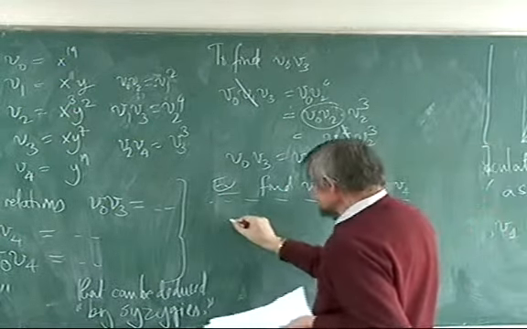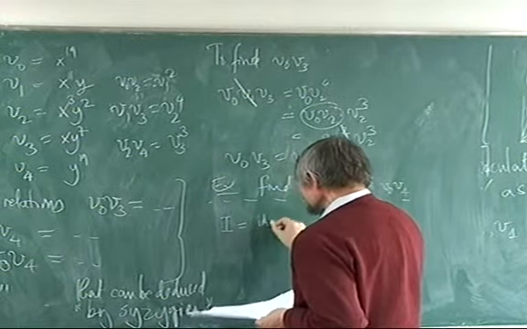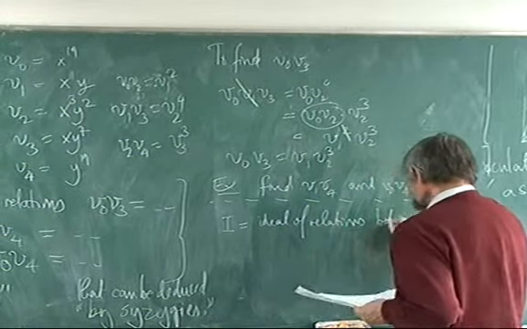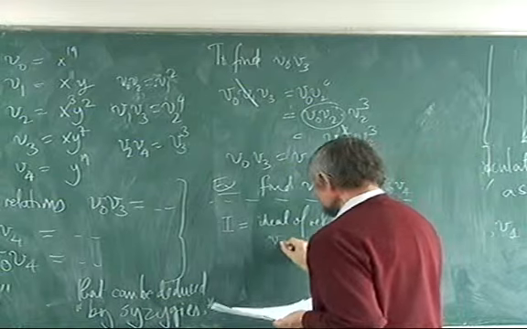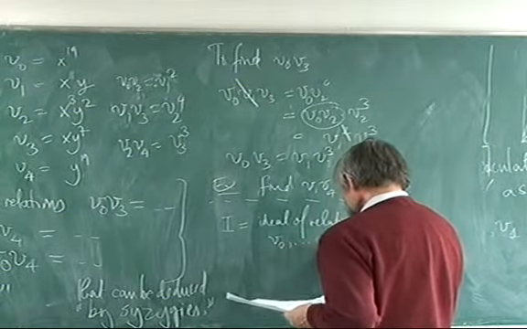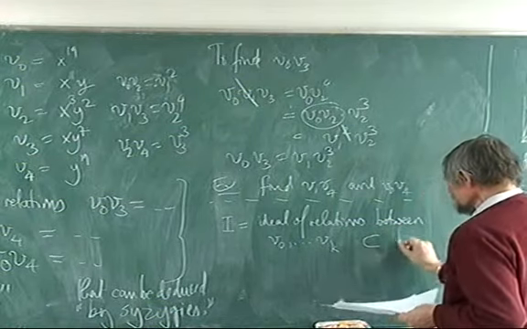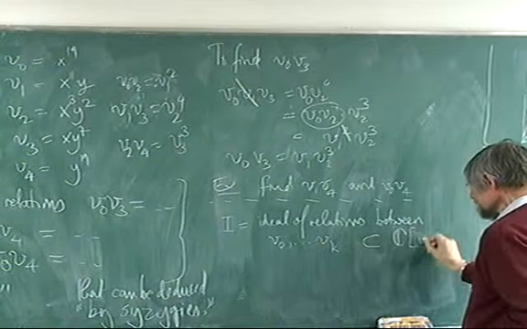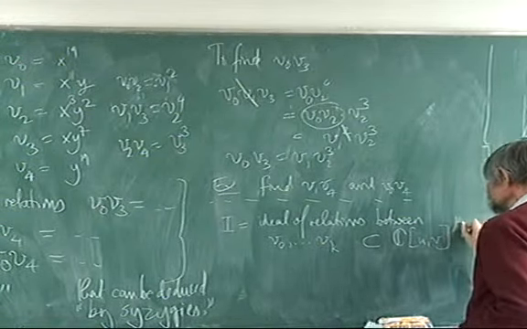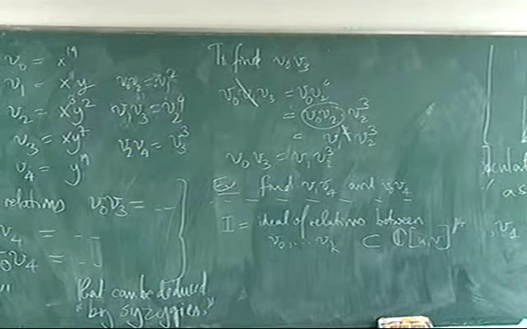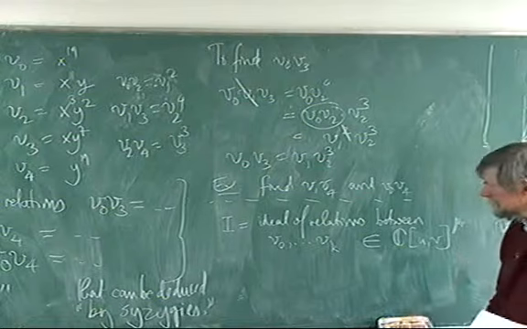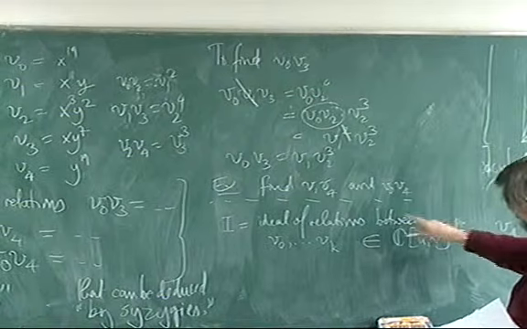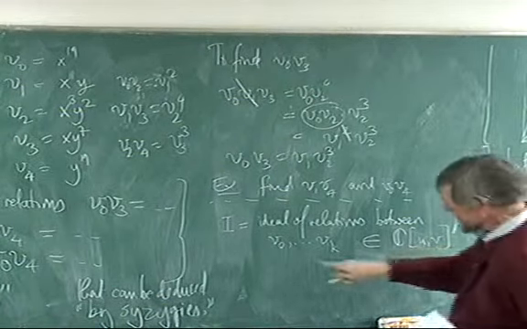Okay, so I is the ideal of relations between V0 up to Vk inside this polynomial ring, the polynomial ring C[u,v] of invariants. I've got a bunch of monomials in there. I know that they generate all invariant monomials. I want to find all the relations between them.